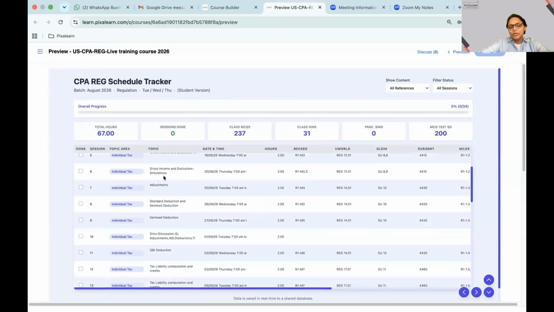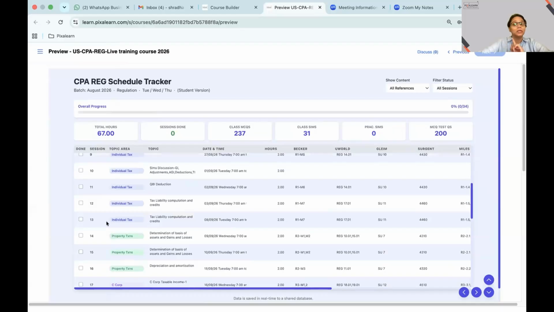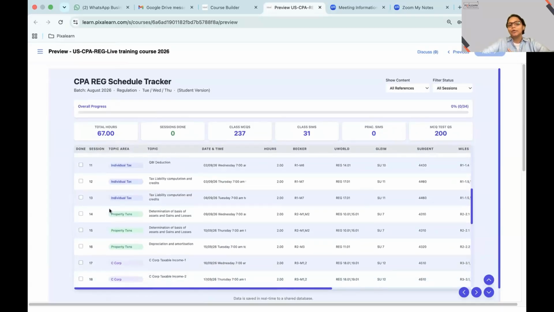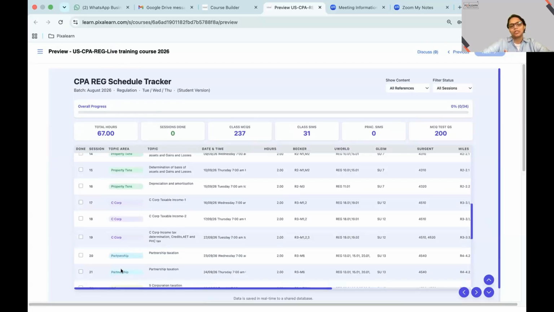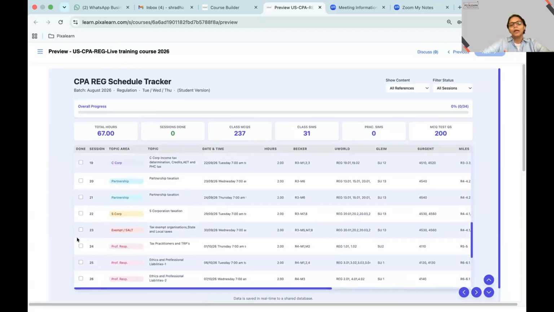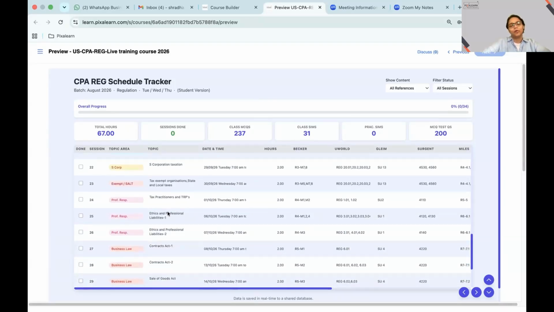Individual taxation would be for nearly 13 sessions. After that, we are going to give you 3 sessions for property taxation. Then we go to business taxation. Ultimately, till the 23rd topic, that means more than two-thirds, we are just going to talk about the practical part of taxation. Then, one more thing I forgot, which was ethics. Ethics and business law will be clubbed together.